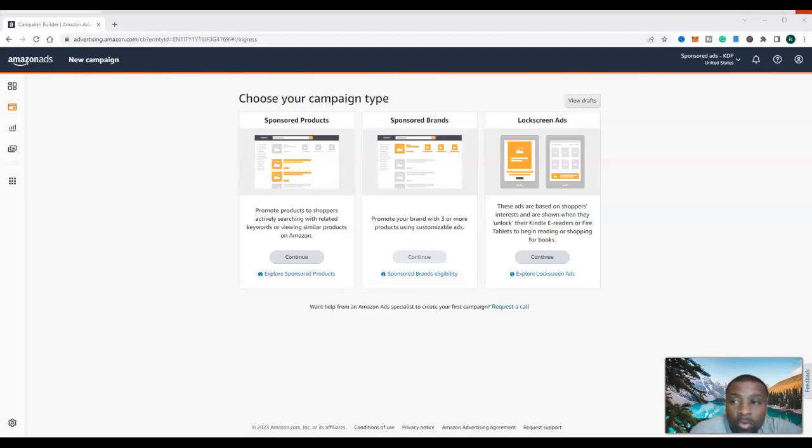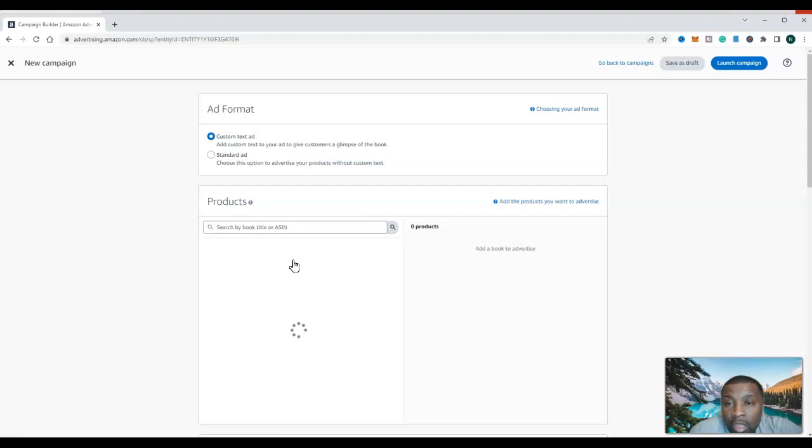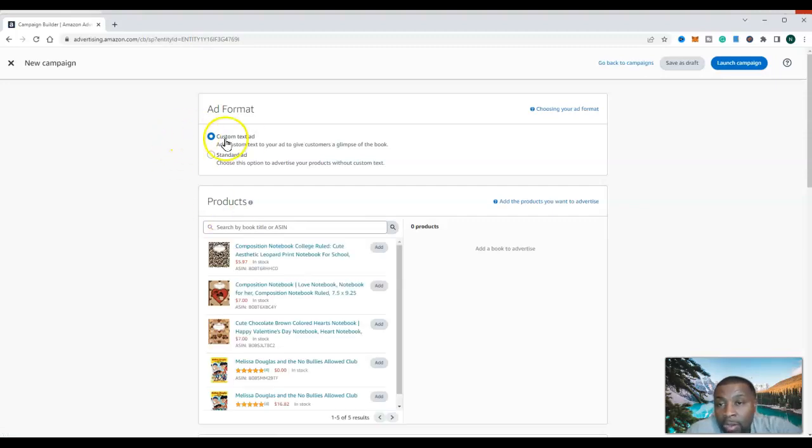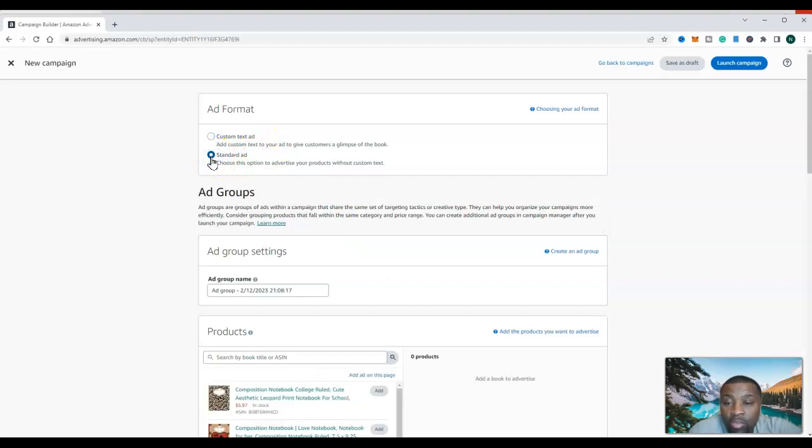I was having issues with recording it. I wanted to put it up yesterday, but I started the ad yesterday and I used the sponsored products ad. Promote your products to shoppers actively searching for related keywords and viewing similar products. So I hit continue. In here, custom text ad or standard ad. So I used standard for yesterday.